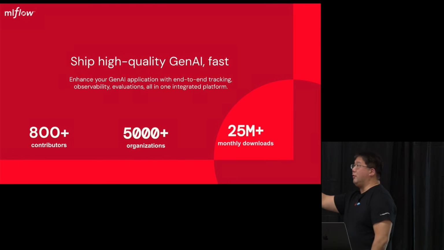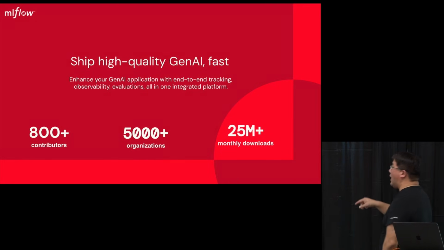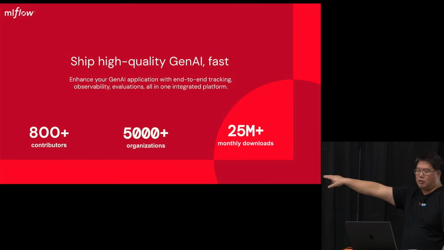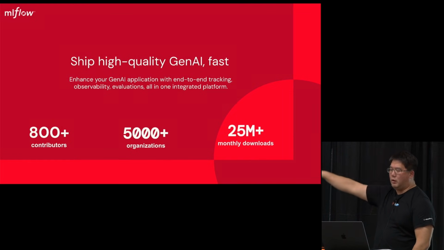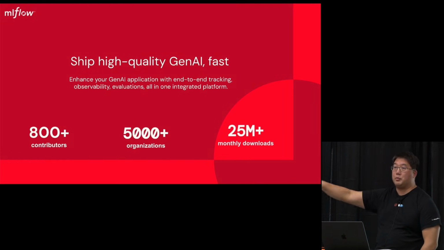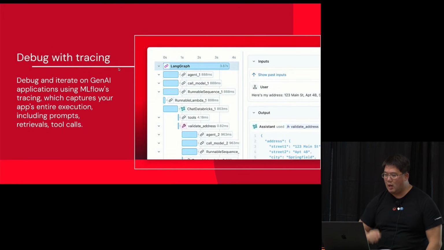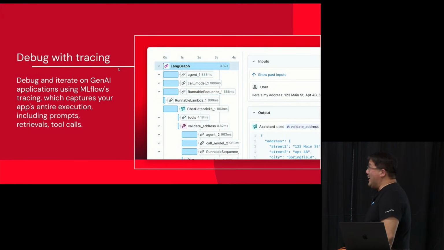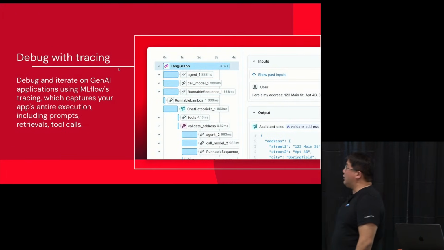MLflow is actually really helpful for you to ship high-quality Gen AI fast. These are the numbers: 800 plus contributors, 5,000 plus organizations, 25 million plus monthly downloads. This is an open source project, which is sweet. All right. Right in MLflow, you're able to debug with tracing right away.